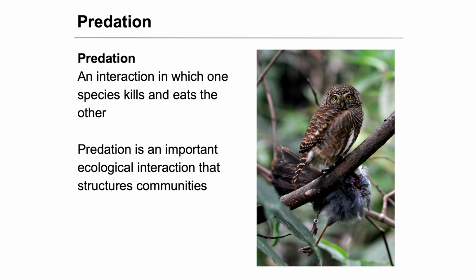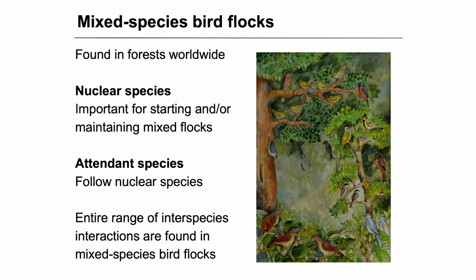Okay, predation. Everybody knows what that is. It's when one species attacks and kills and eats the other. And predation is thought to be a very important ecological interaction that structures communities, that determines what kind of species are there and what the abundances of those species are. And we'll talk about that in a little bit. I just want to touch upon mixed species bird flocks for a little bit.